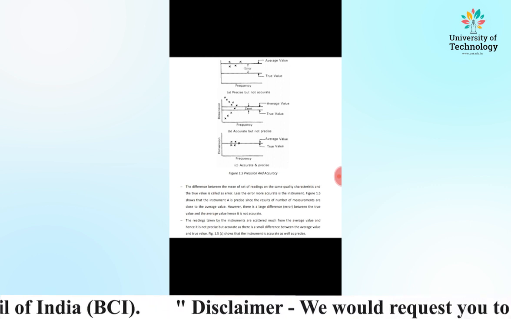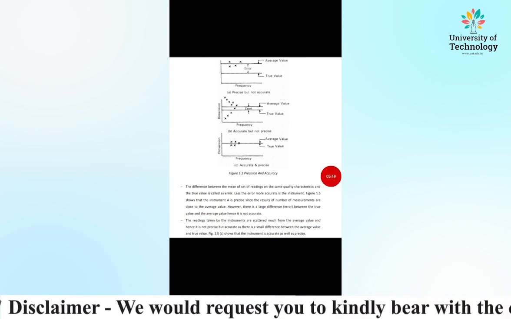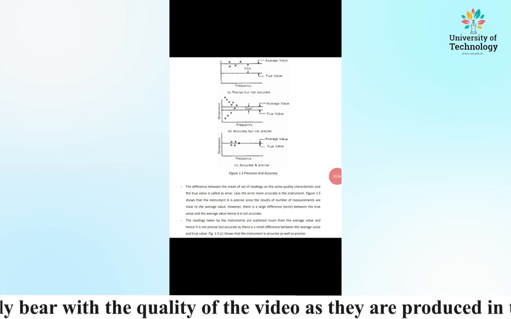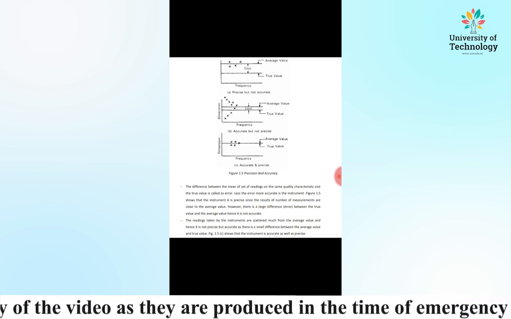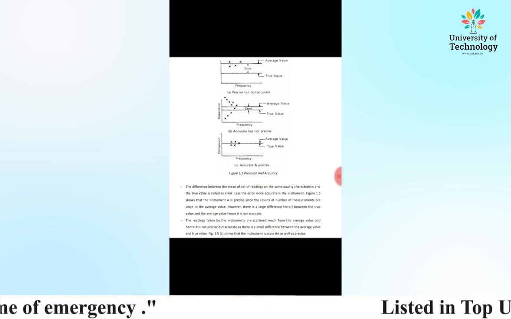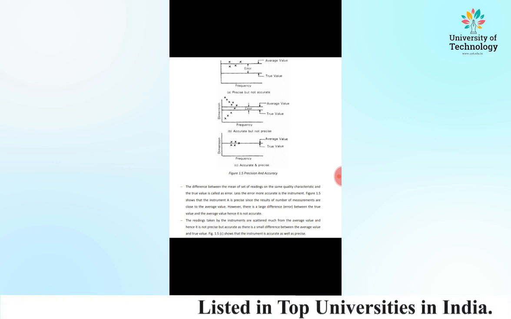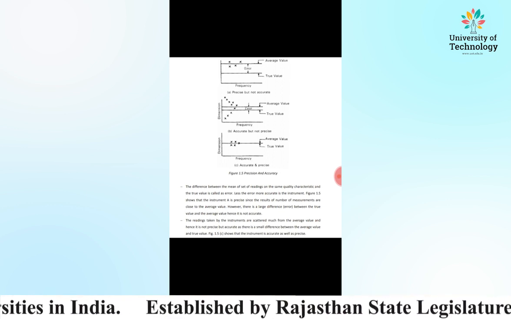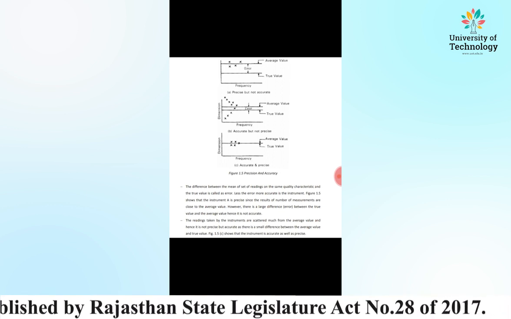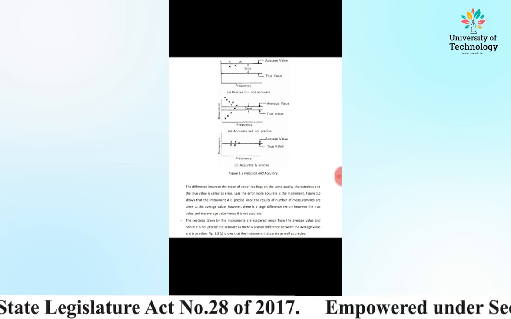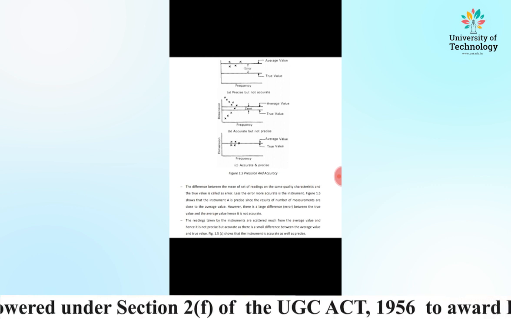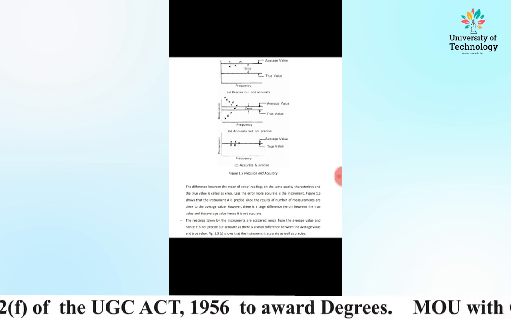But in the second diagram we can see that the value is accurate but not precise, because the error between the average value and the true value is not high, and the measured value is nearly closest to the true value. Then we can say the measured value is accurate but not precise.